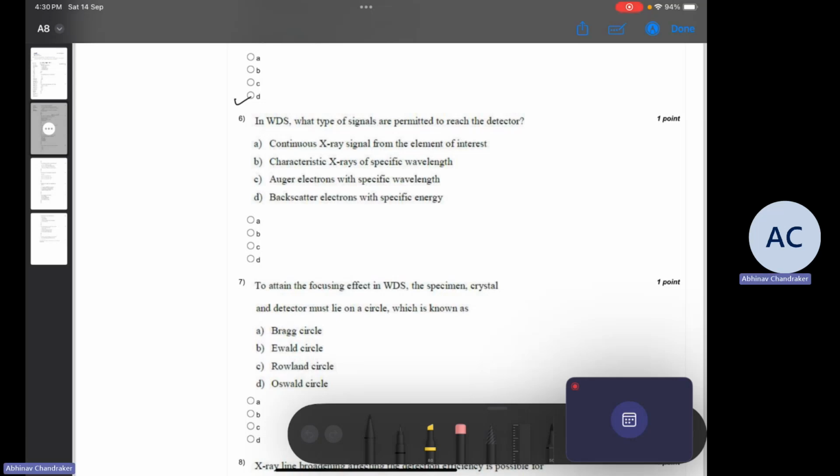We have already covered this when we were talking about the arrangement used in WDS, the different elements which are part of the WDS setup. The correct answer is characteristic X-rays of specific wavelength.